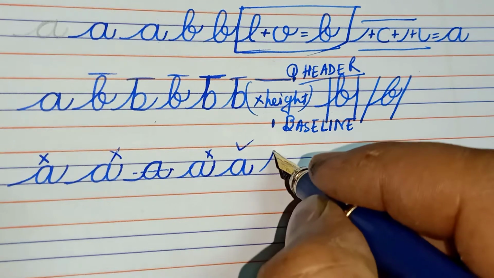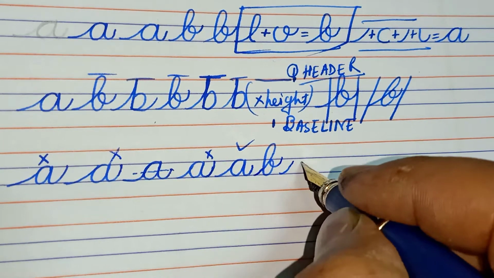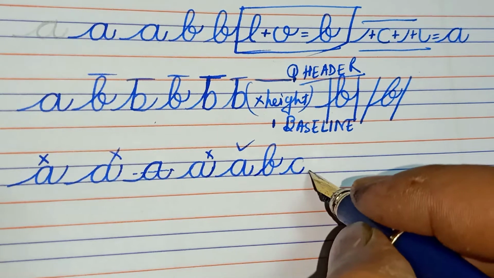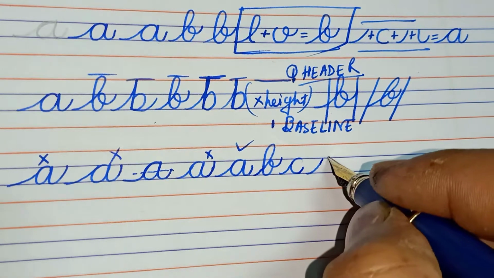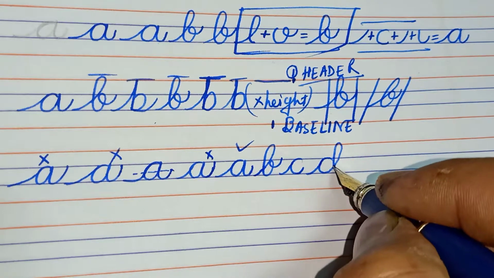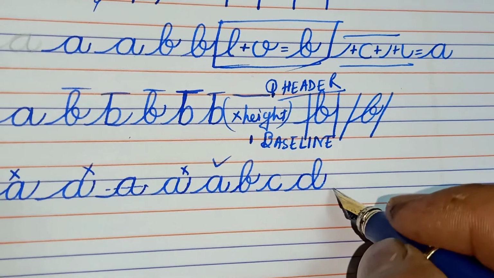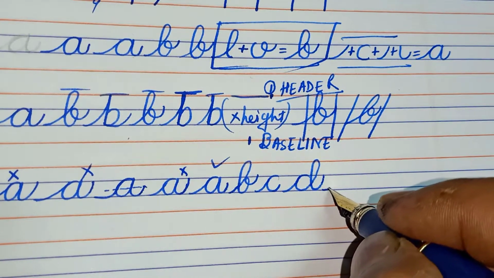Then the B, the C, the D. You see how slowly I am writing, just to make you understand. Let's try the D again.